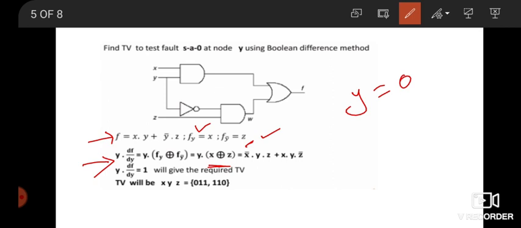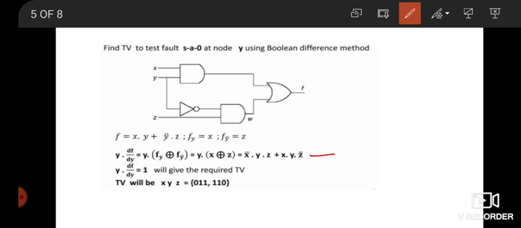Substitute both values in this expression, that is f(y) XOR f(y bar). So substituting our expression, finally we get this expression: x bar dot y dot z plus x dot y dot z bar. From this expression we are able to find the test vector.